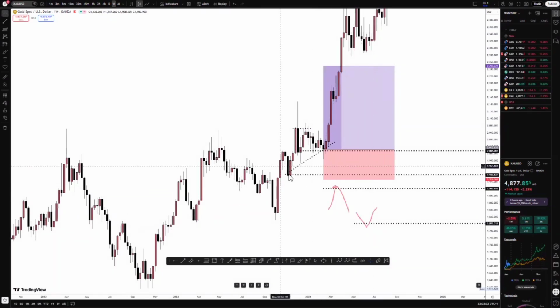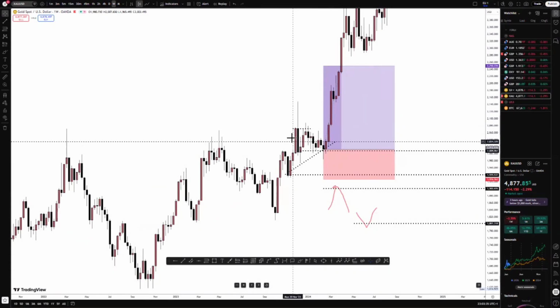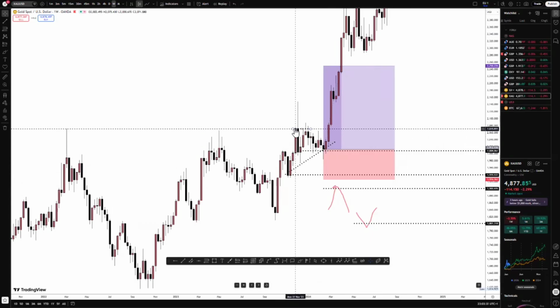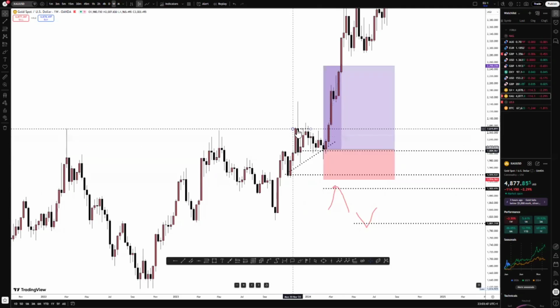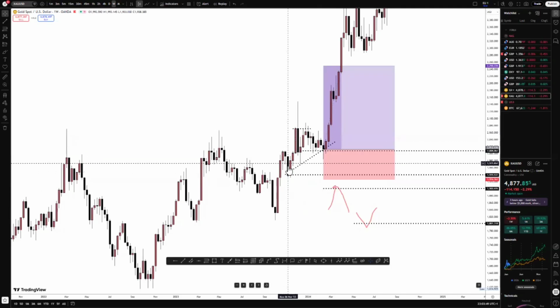V-shape, resistance, buy, sell, close, V-shape, support, resistance. So a buy to sell candle on the close is known as the resistance. A sell to buy candle on the close is known as the support.